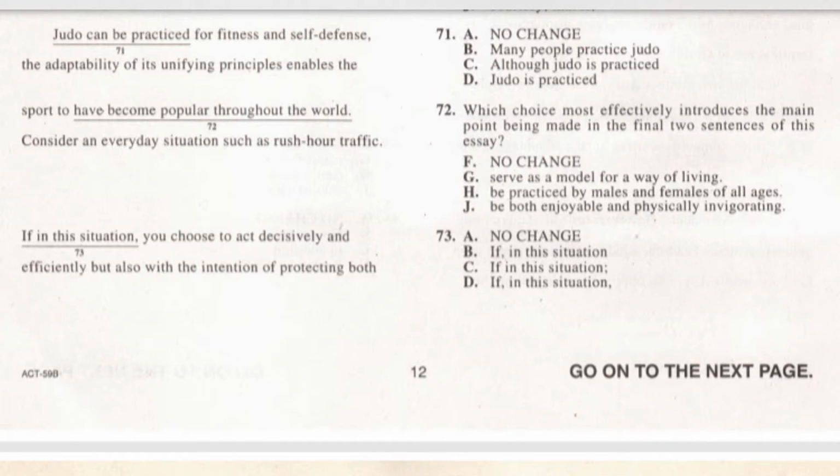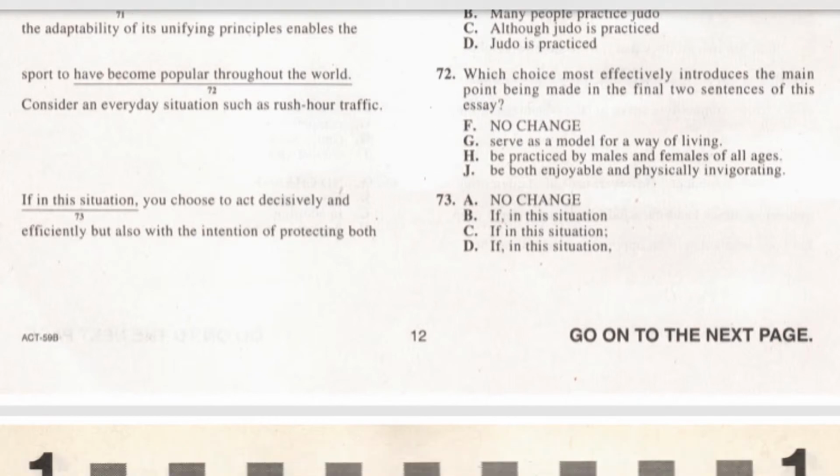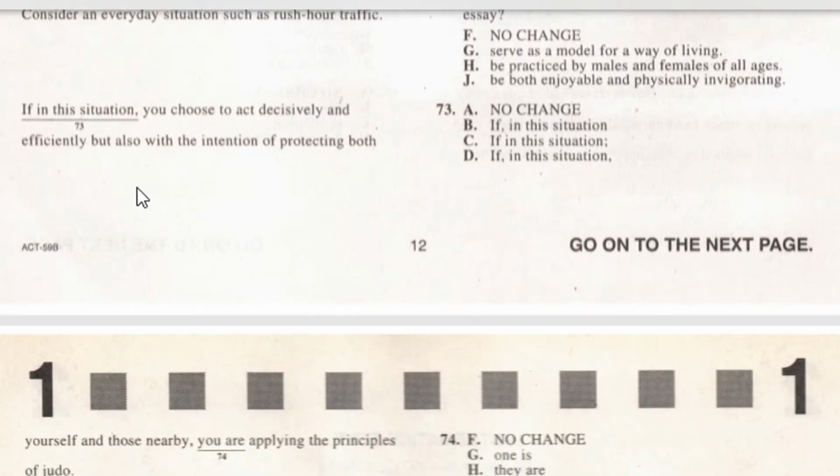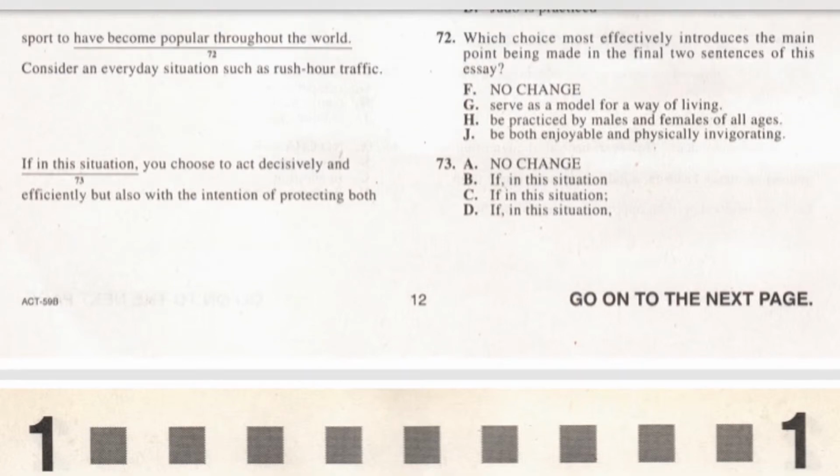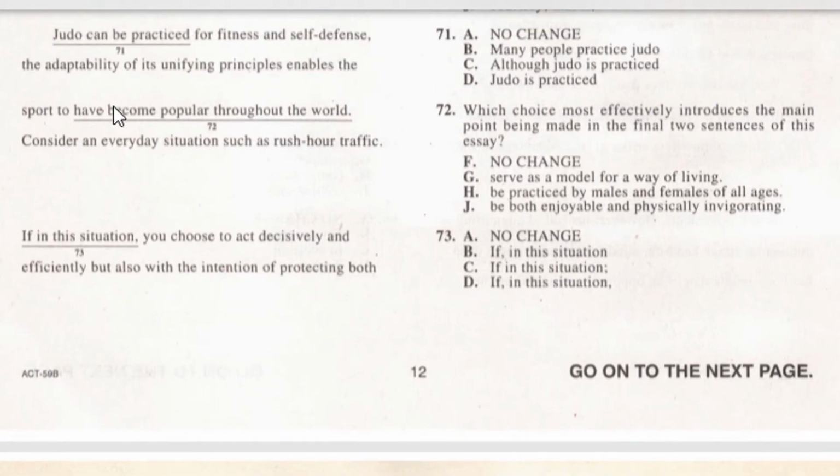When you look and find the final two sentences, the last sentence here is, if the situation chooses effective intentions, and so on. And then the sentence above, consider an everyday situation such as rush hour traffic. What? Huh? I feel like that's off topic. That's not related to judo. I'm totally scratching my head here.